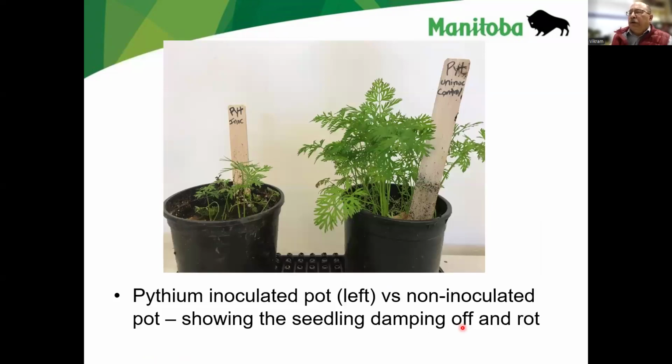And now here is the difference between the presence of the pythium in the soil versus not. So on the left side, you have a pot inoculated with the fungus, and you can see that the plants are sort of wilting, or they did not even emerge. And so you have a good growth on the right side. So that shows the impact of the disease.